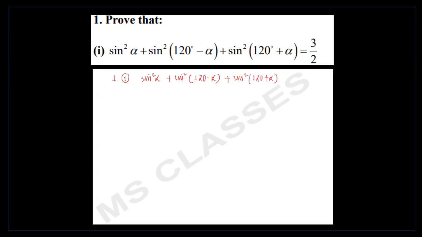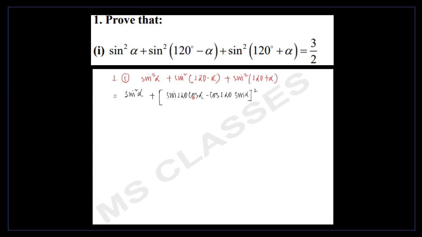Now, we know the sine A minus B formula. We know the sine A plus B formula. So now we can substitute the formula. This will be sine square alpha as it is. Now this one we can write sine 120 cos alpha minus cos 120 sine alpha whole square. It's basically the sine A minus B formula.